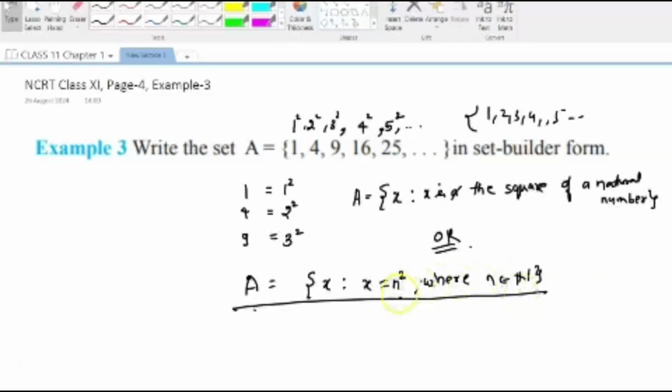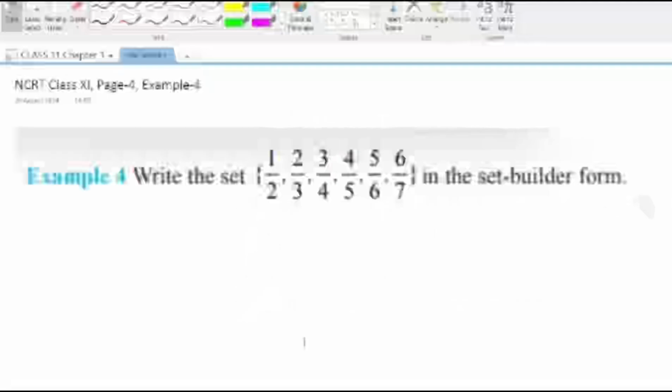And why do we need this alternative method? You will see in the next example. Now let's see this example. We have given a set: 1/2, 2/3, 3/4, 4/5, 5/6 and 6/7. If you look carefully and want to find a common characteristic in all these members, you can see that the numerator is 1 less than the denominator.